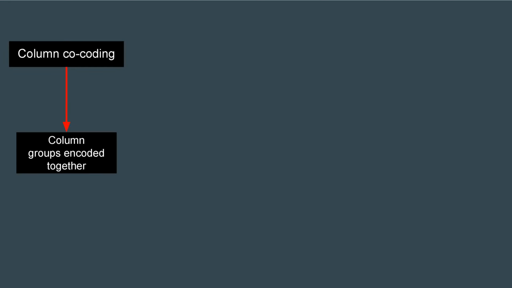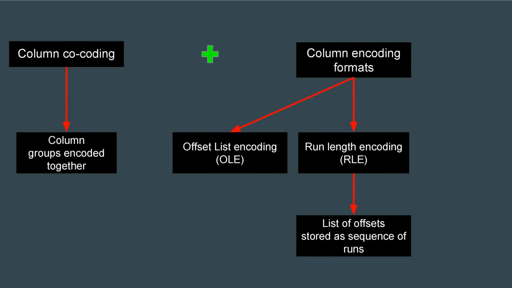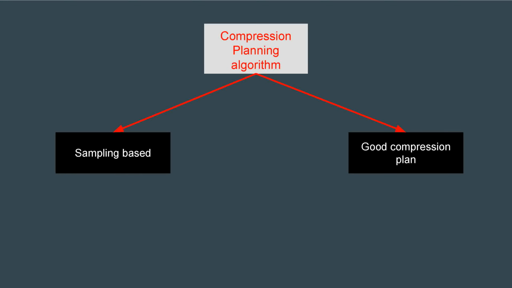To sum up, the authors exploit column correlation by encoding column groups together and combine this with three column encoding formats: offset list encoding or OLE, in which the list of offsets where a value occurs is stored as is; run length encoding or RLE, where the list of offsets is stored as a sequence of runs; and the uncompressed columns themselves as a fallback for high cardinality columns. Finally, the authors propose a sampling-based compression planning algorithm that can be used to output a good compression plan.